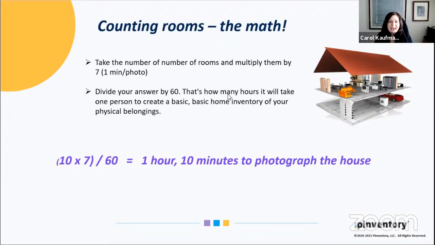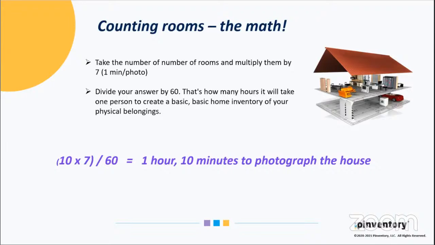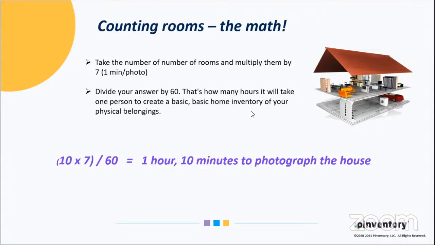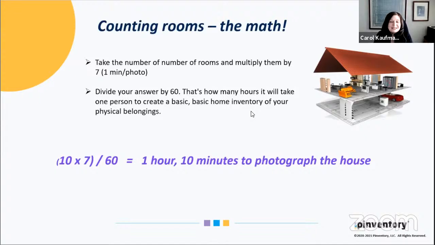So if you have 10 rooms and you have 7 photos per room, it's 70. Thank you, hon. I know, I apologize. That's 70 minutes divided by 60. That's 1 hour and 10 minutes to photograph a 10-room home.